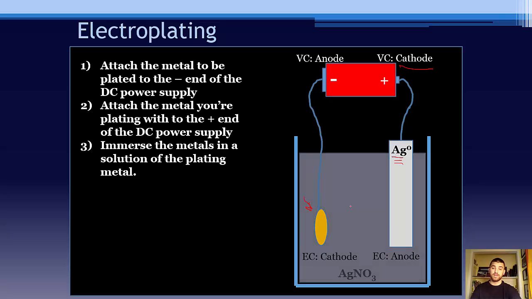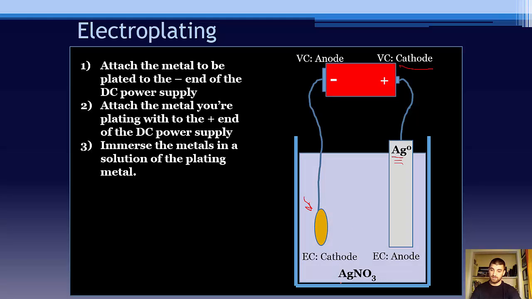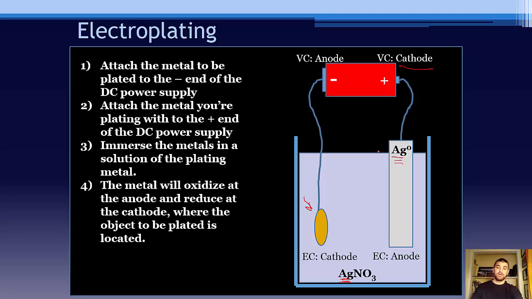And then you immerse the whole thing in a solution that has the ion of the thing you want to plate. So here, silver ion. All right, so the metal is going to oxidize. The metal is going to lose its electrons. And the voltaic cell is going to shoot out electrons out of its anode. It's going to build up on the thing that you want to plate. See, this is going on over and over.